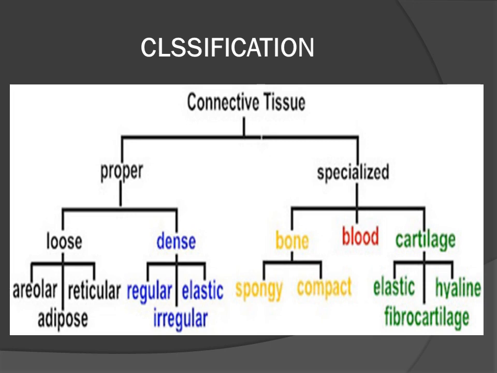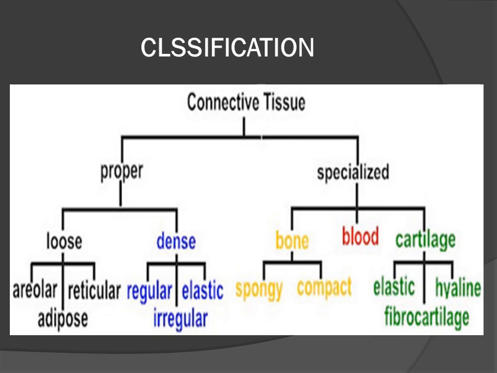This connective tissue is further classified into many types. Let us see the overall view of the classification of connective tissue. The connective tissue is mainly classified into 2: one is proper, another one is specialized. So proper connective tissue as well as specialized connective tissue. Then proper connective tissue is further classified as loose connective tissue as well as dense connective tissue.